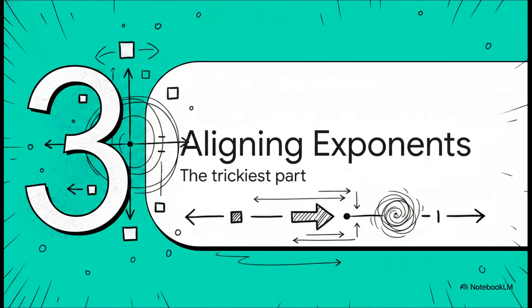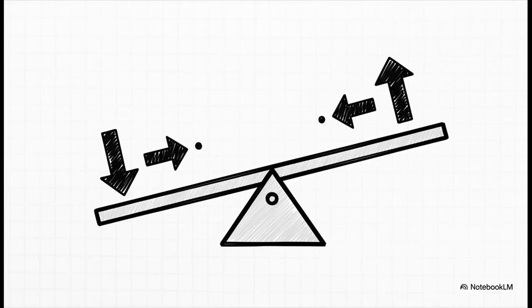Next up, Section 3, aligning the exponents. Let's zero in on Step 2 of our algorithm. I'll be totally honest with you here, aligning the exponents is a tricky spatial challenge, and it is exactly where most students make their fatal mistakes. You're shifting all these bits around, and it's so incredibly easy to lose track of where your radix point, which is basically the binary decimal point, actually is.